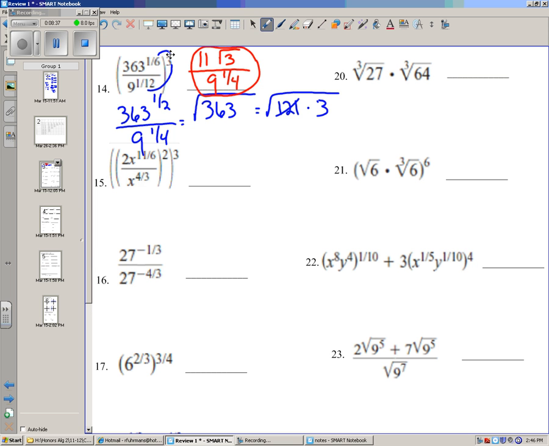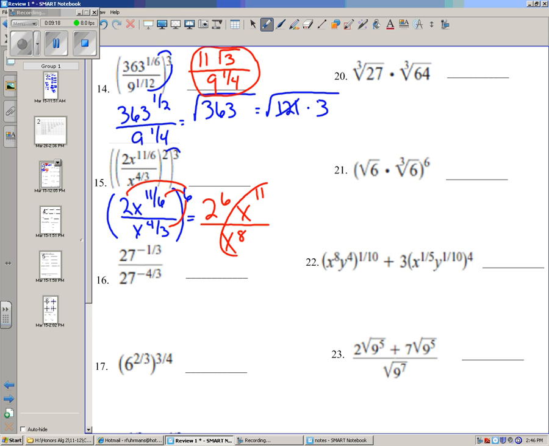So on 15, the exponent of 3 is first going to distribute to the 2. So in that step, I have 2x to the 11/6 over x to the 4/3. And then all of that is to the 6th power. And now I'm going to take that 6th power and distribute it to everything in the parentheses. To the 2, to the 11/6, which just becomes x to the 11th because the 6's will cancel out. And then to the x to the 4/3 on the bottom, which becomes 24 over 3, which is the same as x to the 8th.